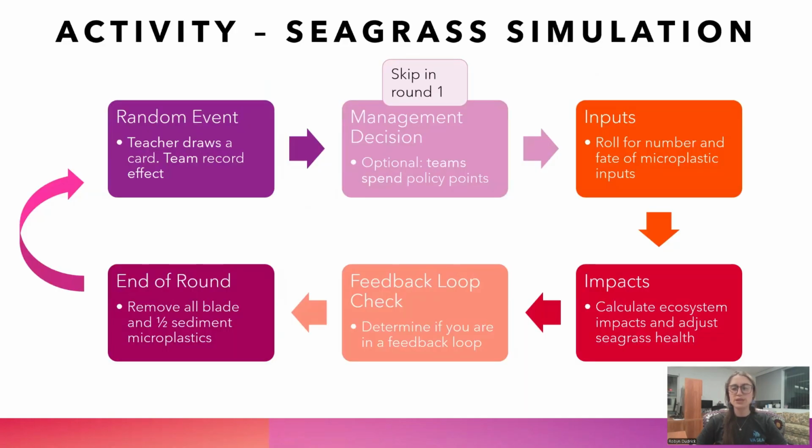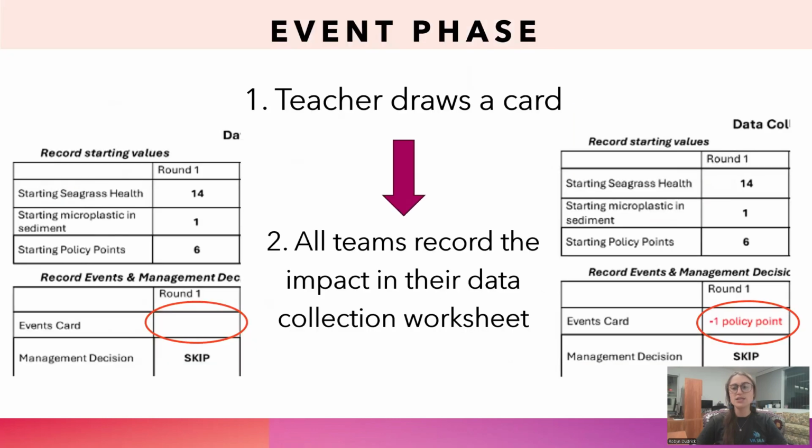Students will play a game to simulate what can happen to the health of an ecosystem when there's microplastic pollution. There are 5 phases per round: random event, management decision, inputs, impacts, and feedback loop check. The simulation includes random events and opportunities for players to make management decisions to show how both chance and human intervention play important roles in ecosystem health. Students will be prompted to fill out the data collection worksheet throughout each round of the simulation.